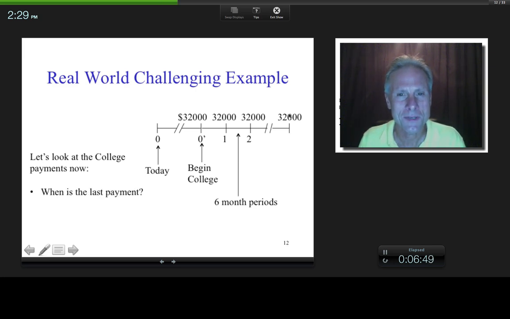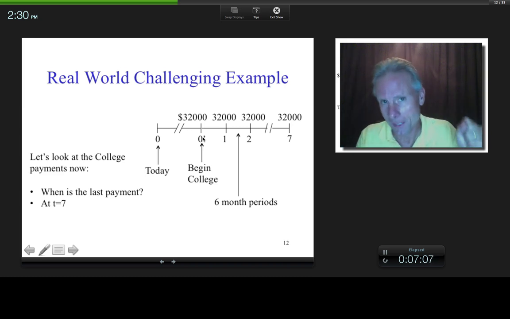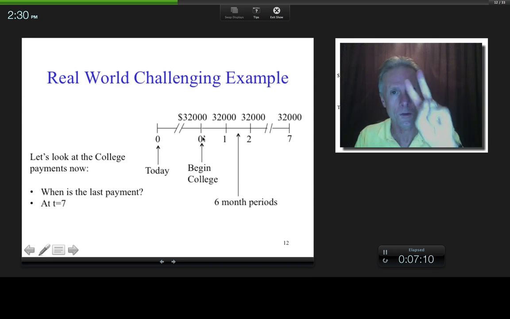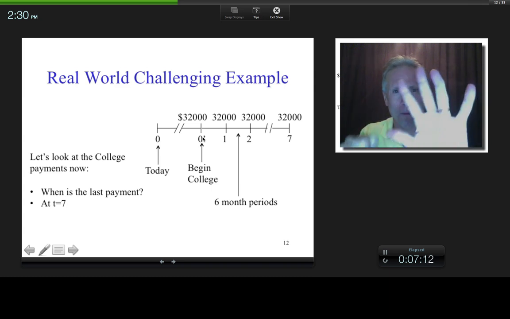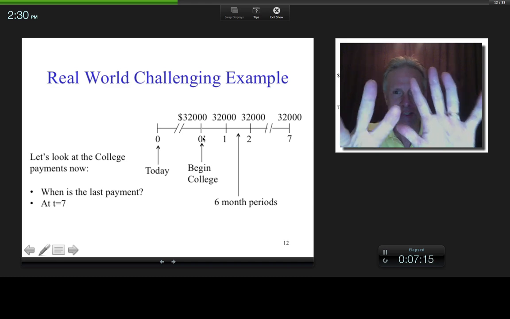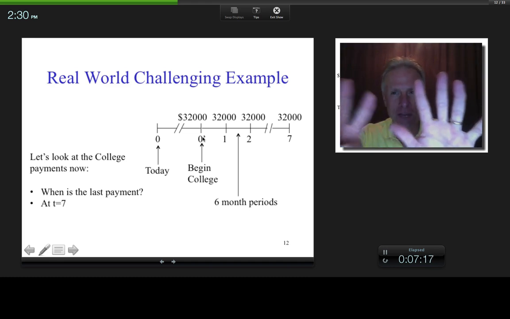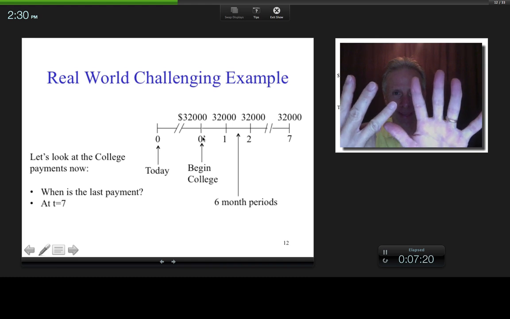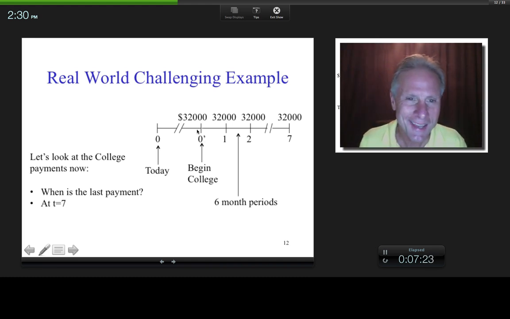So when is the last payment? Well, that'd be time 7, right? And you're going, huh? There's 8 payments. Well, I know, but the first payment begins at 0 prime, right? So you want to see a trick? Check this out. If I'm beginning with 0, 0 prime, 1, 2, 3, 4, 5, 6, 7. Look, I ended with the number 7, but how many fingers am I holding up? 8, right? So in any case, point is there's 8 of these 32,000s.